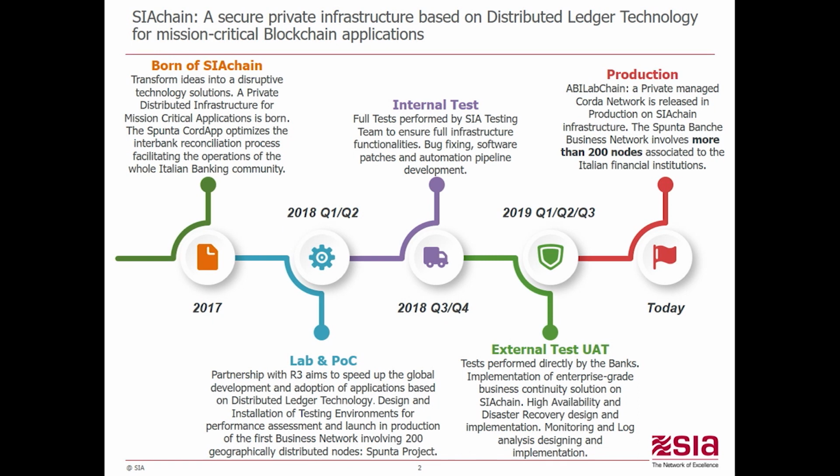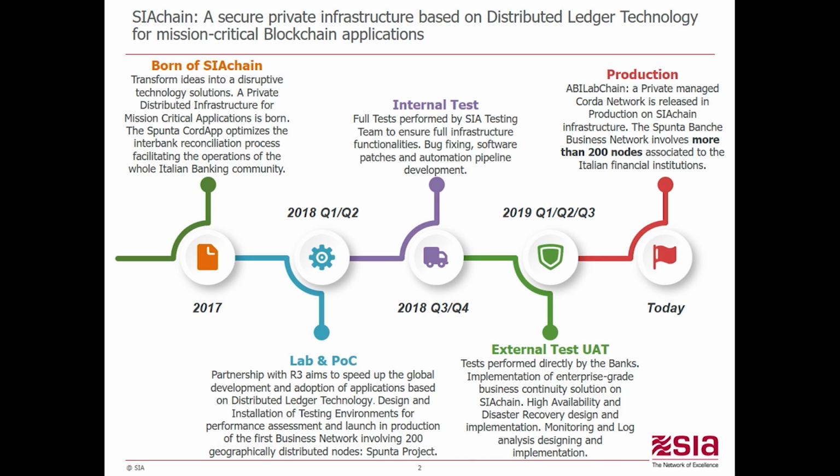SIA Chain is the reconciliation between all the Italian banks. So we got this challenge of bringing the whole Italian financial system into Corda, a private Corda network. The idea was born in 2017, and the first challenge of this project was to put all the banks together. It's super hard to build the community. This is the first challenge of the distributed ledgers.